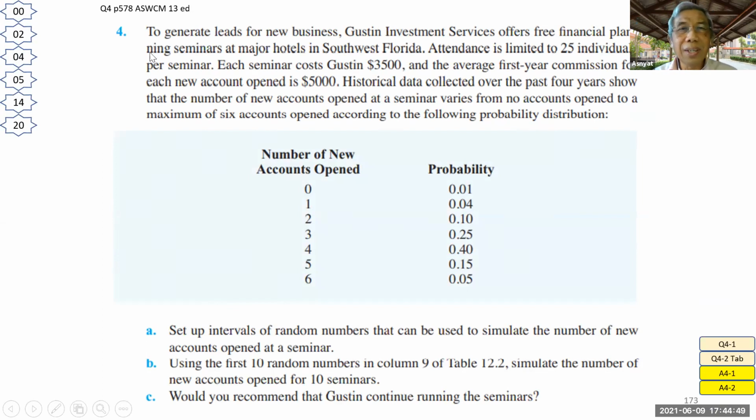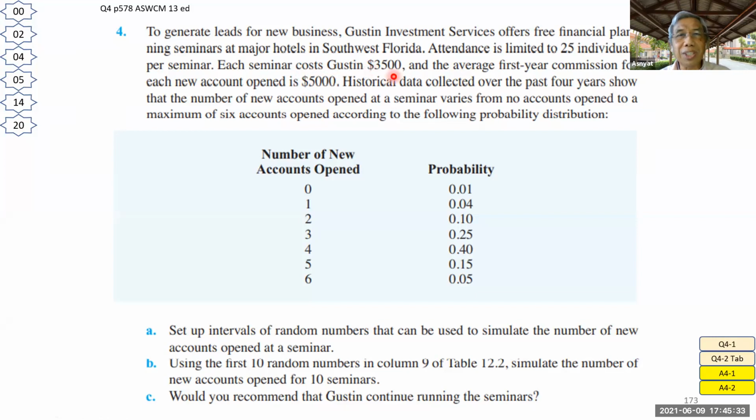Okay, this company, to generate new leads for new business, Gustin Investment Services offers free financial planning seminars at major hotels in Southwest Florida. Attendance is limited to 25 individuals per seminar. Each seminar costs Gustin 3,500, and the average first-year commission for each new account opened is 5,000. That means if one person signs up, you get a commission of 5,000.